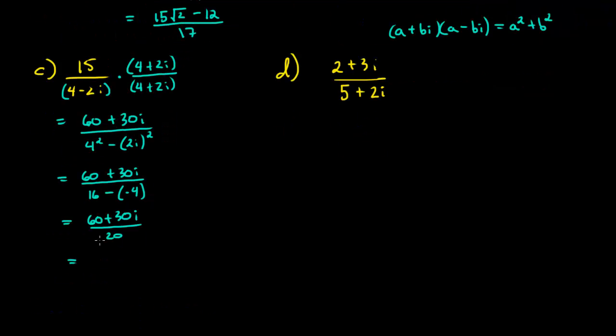Now if I look at this, the two terms in the numerator are divisible by 10, and 20 is also divisible by 10. So technically I could common factor out 10 and then divide out a factor of 10. So this is equal to 6 plus 3i over 2.